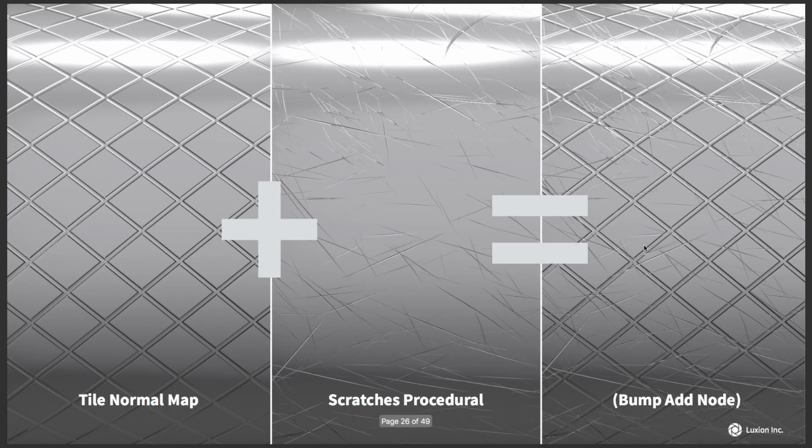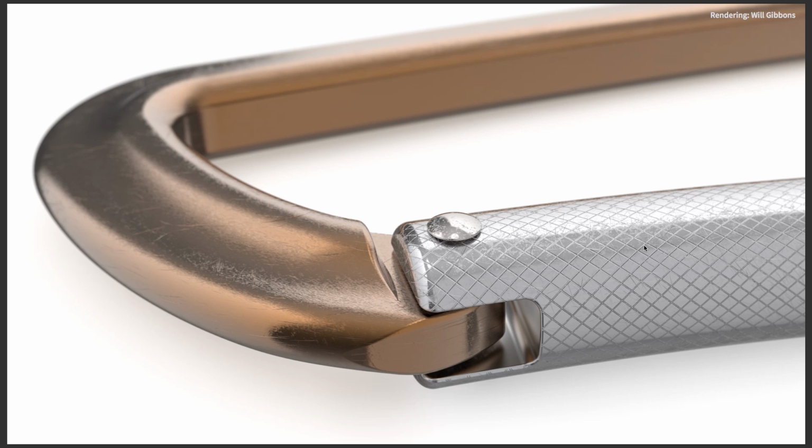For instance, here we have a tile normal texture on the left, and then we have a scratches procedural texture in the middle, and then we've combined them by using our bump add node on the right. And you can see in an applied example, we might want to take multiple bump maps or bump textures and combine the two into making something look more worn out, more realistic.